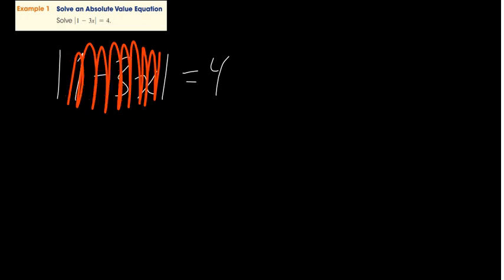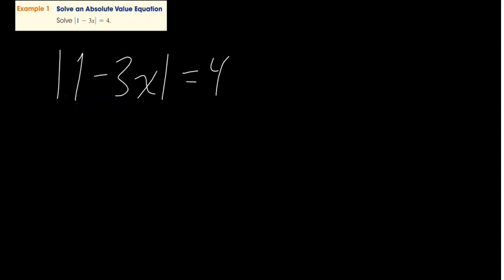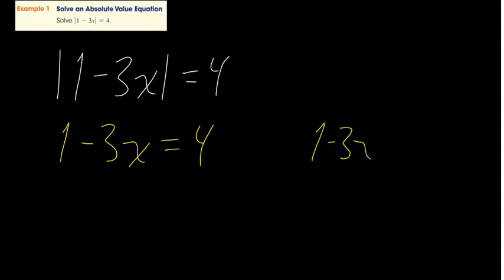So with that said, since we know it's going to be either 4 or negative 4, we're just going to make a simple equation: 1 minus 3x is going to be equal to 4, and 1 minus 3x is going to be equal to negative 4. That's it. We just set up two separate equations, and then we're just going to solve.